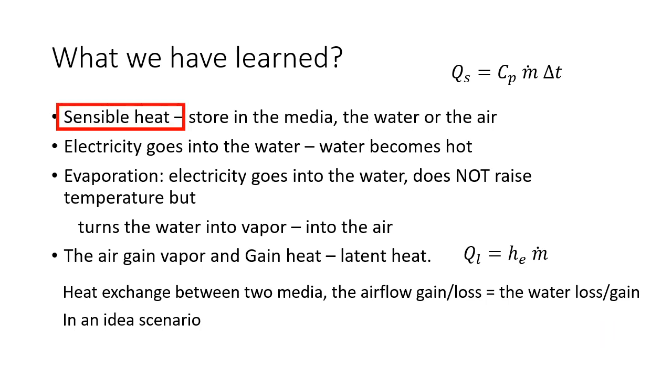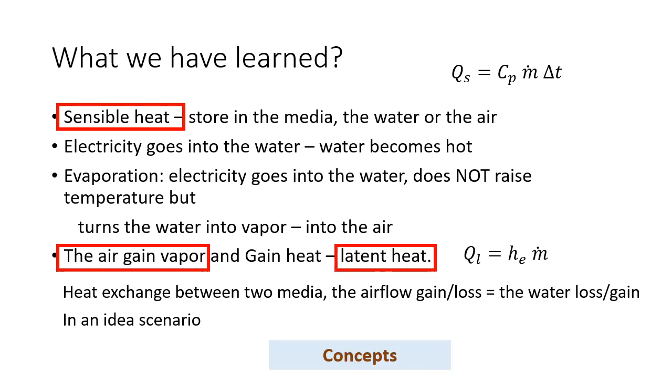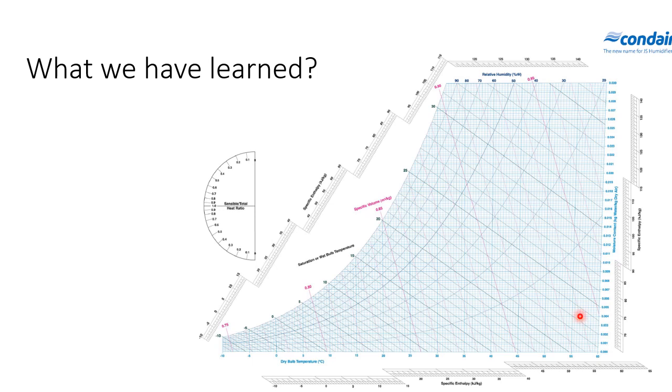So after all, the concept we mentioned is sensible heat, and the other is latent heat, where air gains vapor. These are the most important concepts we have been dealing with. Now let's look at the psychrometric chart. The psychrometric chart is a very useful tool we use in air conditioning design.